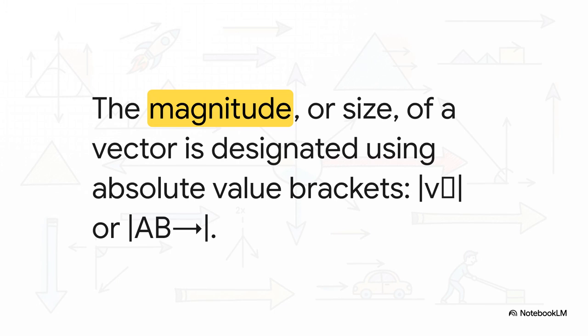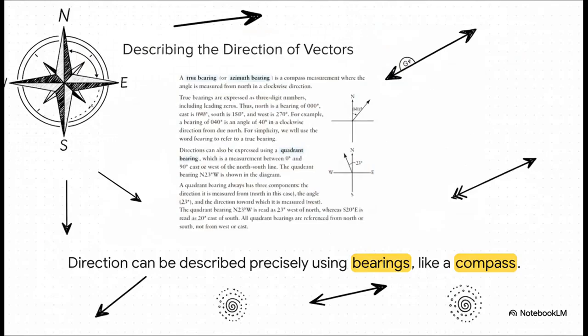Well, when we want to talk only about the size of the vector, just its length, we use a special notation. We put these bars around it that look just like absolute value signs. This is our signal to everyone that for a moment, we're totally ignoring the direction and just focusing on the how much. And for direction, we need to be super precise. You can't just say up and to the right. We use systems that work like a compass. You've got true bearings, which measure the angle clockwise from north, and quadrant bearings, which use angles from the north-south line. This gives every single vector a unique address, a direction that anyone, anywhere can understand.